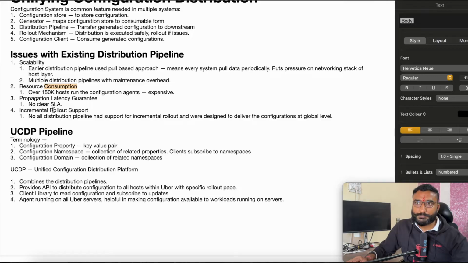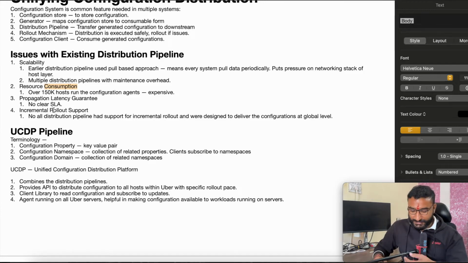Propagation latency guarantee. Since clients are pulling the configurations, there is no specific SLA which can be defined, no guarantee I am providing that the configurations are pulled or updated at a particular frequency.